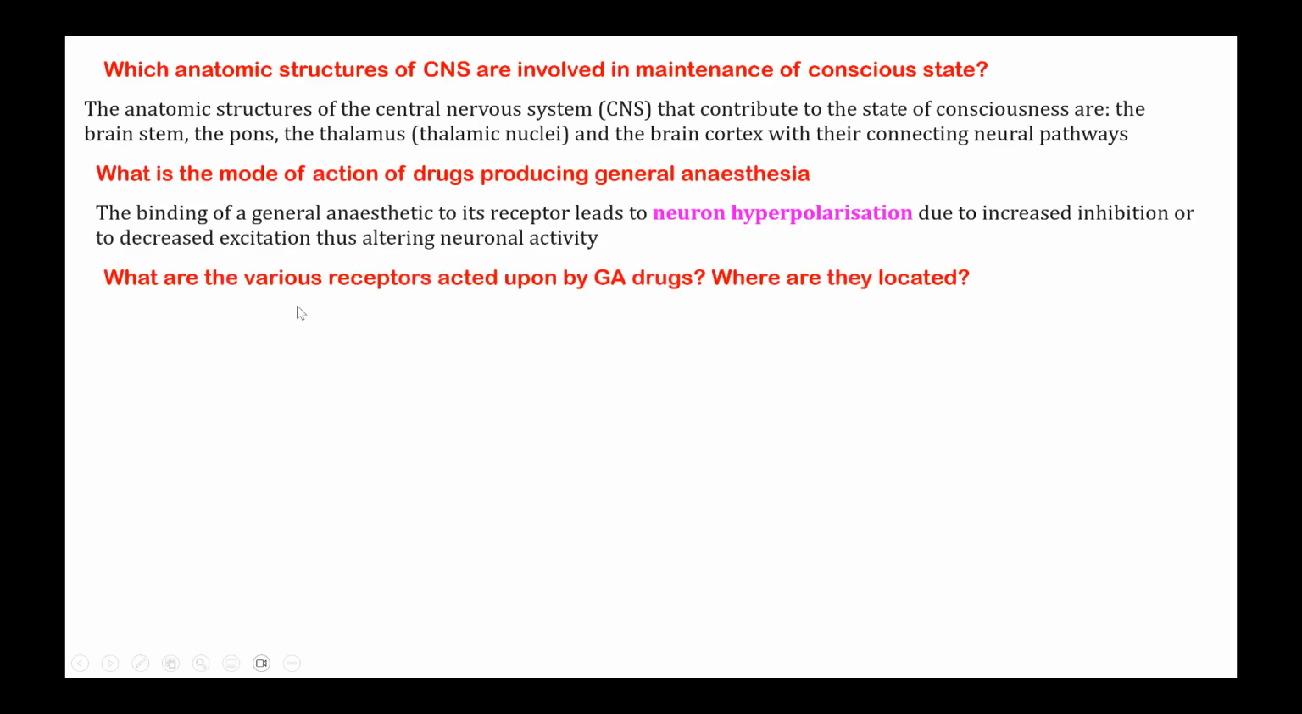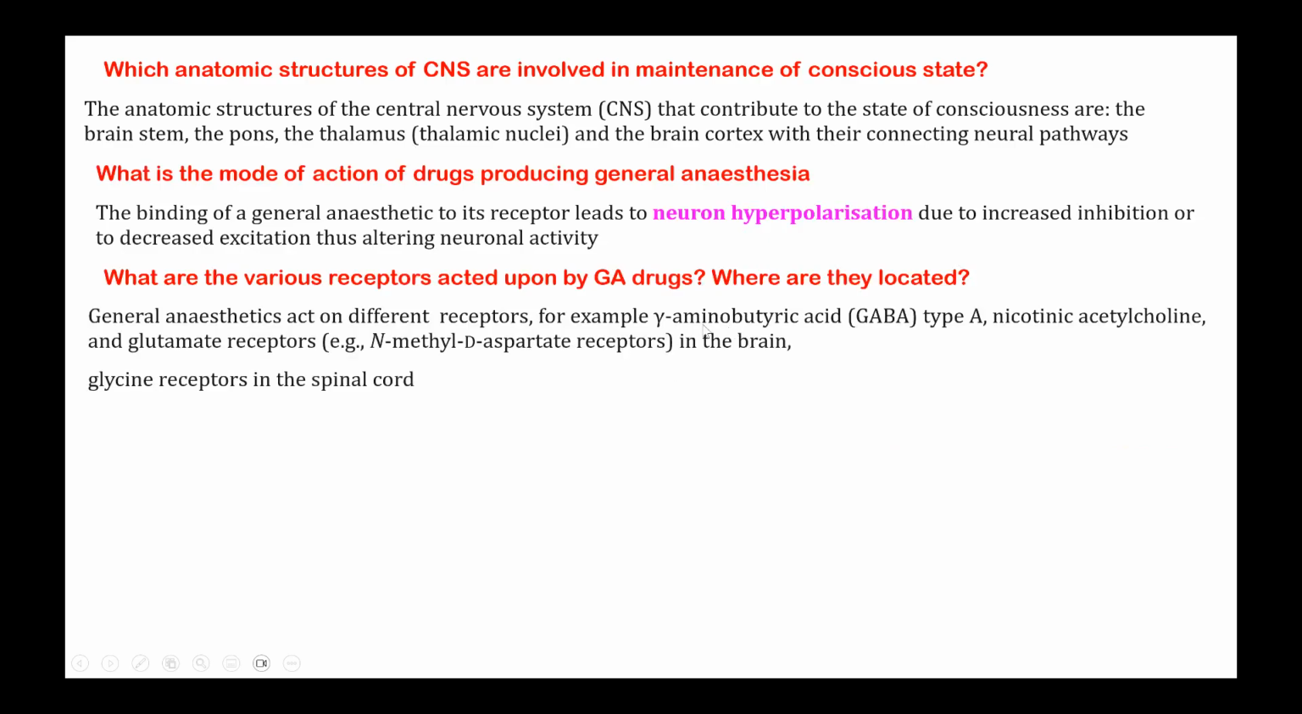And what are the various receptors that are acted upon by GA drugs? Where are they located? One receptor I told you is the GABA receptor. Any other receptors? That also I think I told you. It's about GABA, nicotinic acetylcholine, and glutamate receptors or NMDA receptors. These are 3 main receptors in the brain which are acted upon by the GA drugs. And there is a glycine receptor in the spinal cord.